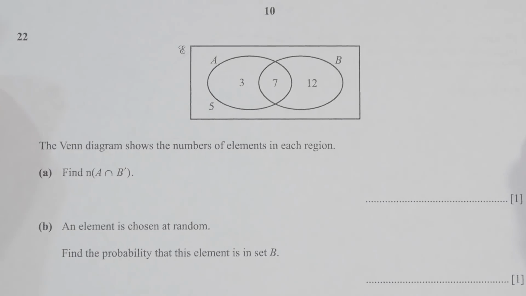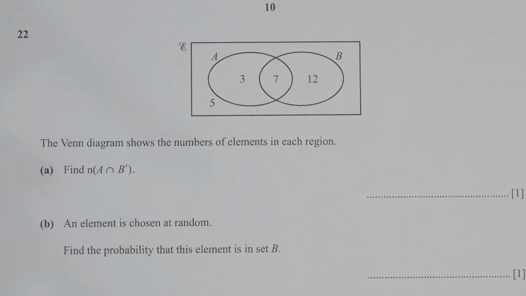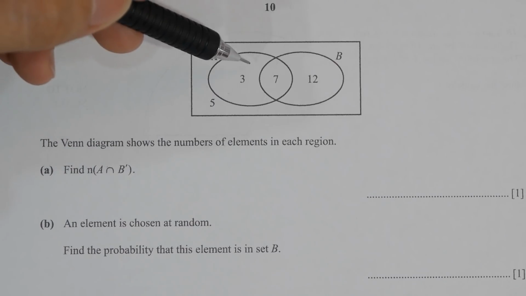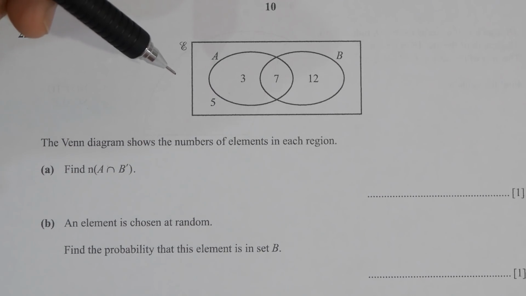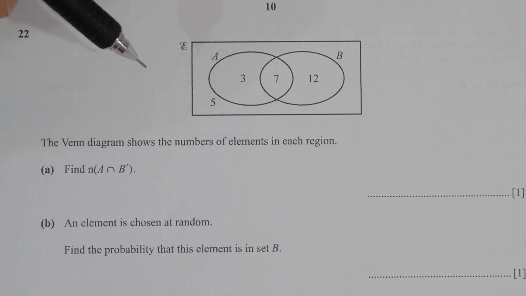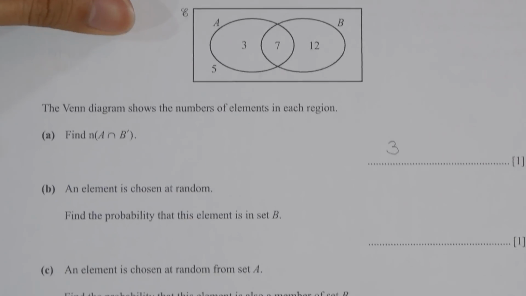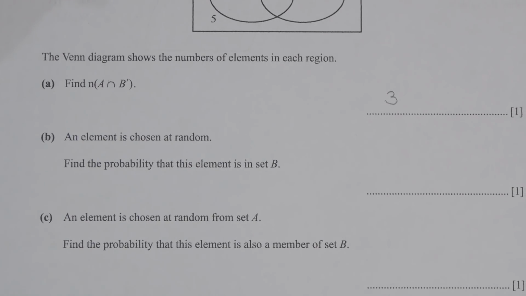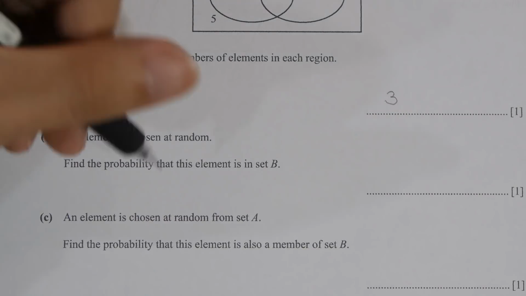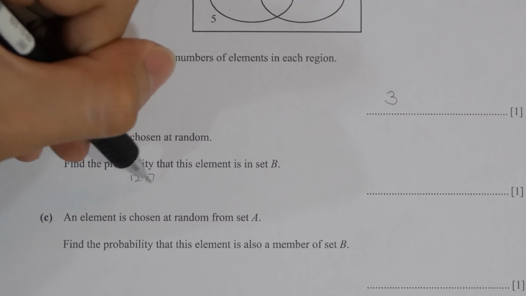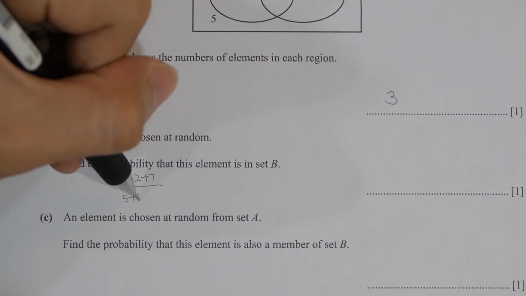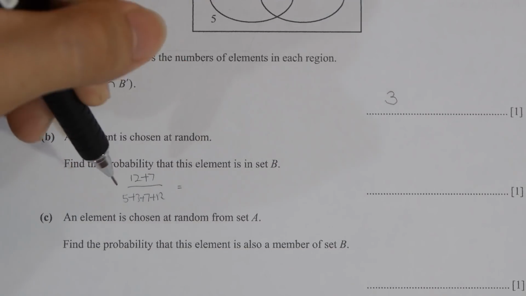For question 22, they want you to find n(A intersection everything other than B). So the value is actually 3, because it's referring to A without the B part. Find the probability that this element is in set B. So set B has a total of 19 over 27.